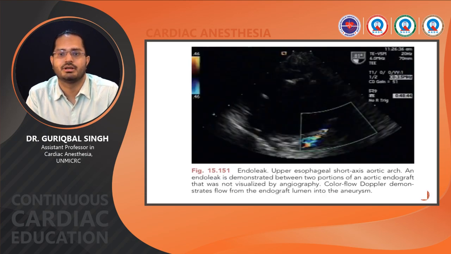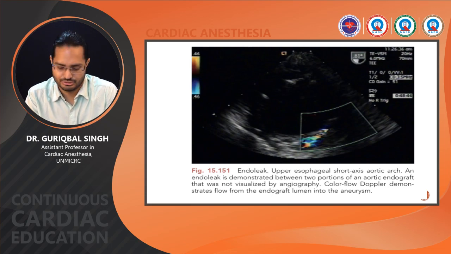This is an endoleak which has been demonstrated between two portions of aortic endograft that was not visualized by angiography. As we discussed, the sensitivity is 100% for detecting an endoleak, and this is the upper esophageal short axis aortic arch view.